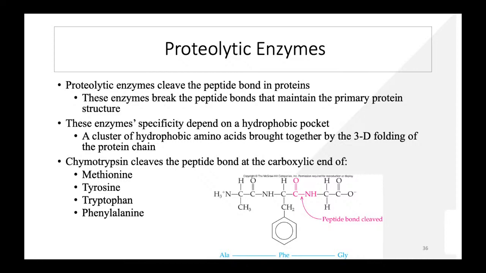And this is called proteolytic enzymes. They cleave the peptide bonds. So there is alanine, phenylalanine, and glycine, with a peptide bond between two amino acids. These enzymes are the ones which break down this bond. The specificity of these enzymes depends upon the hydrophobic pocket. Chymotrypsin, for example, cleaves a peptide bond at the carboxylic end of methionine, tyrosine, tryptophan, and phenylalanine.